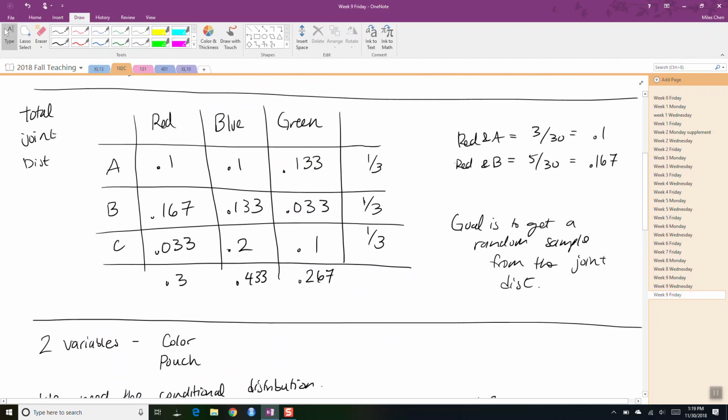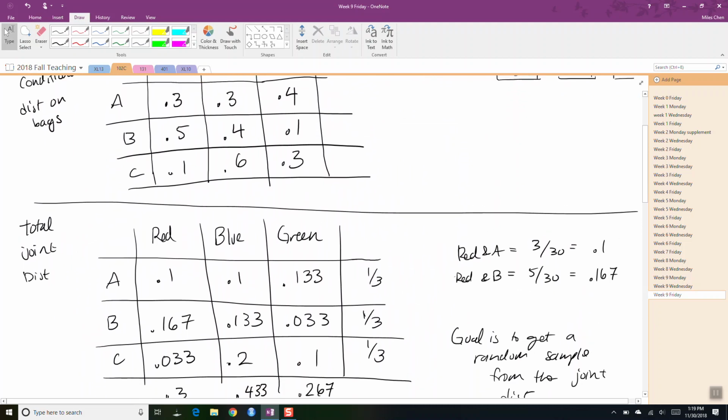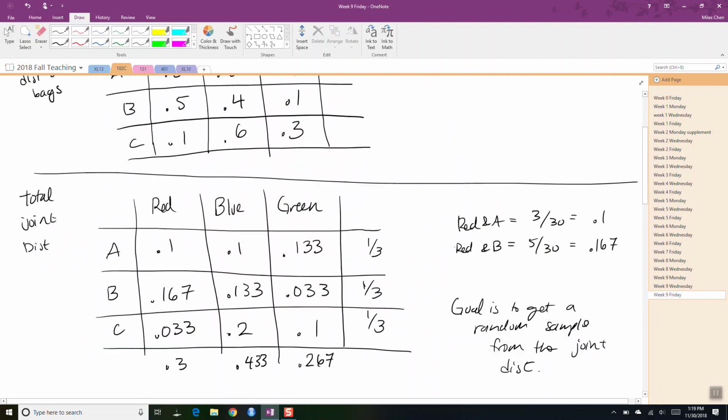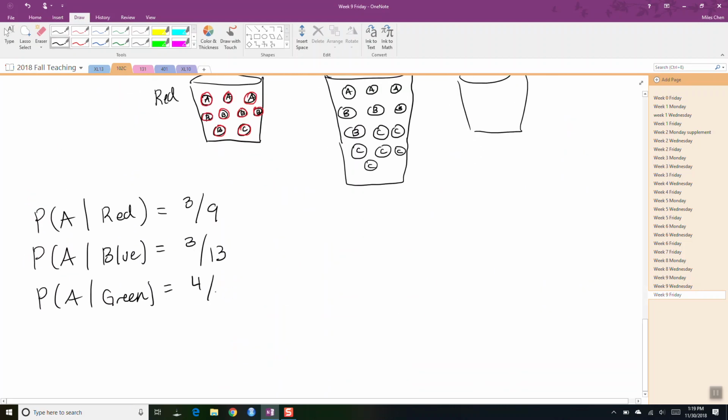right? 4 out of 8, 1/2. Is that okay? And we'd have the probability of B if we're in the red bucket, and then the probability of C if we're in the red bucket. So probability of B is going to be 5 out of 9, and probability C is going to be 1 out of 9. And then you fill in the rest here.